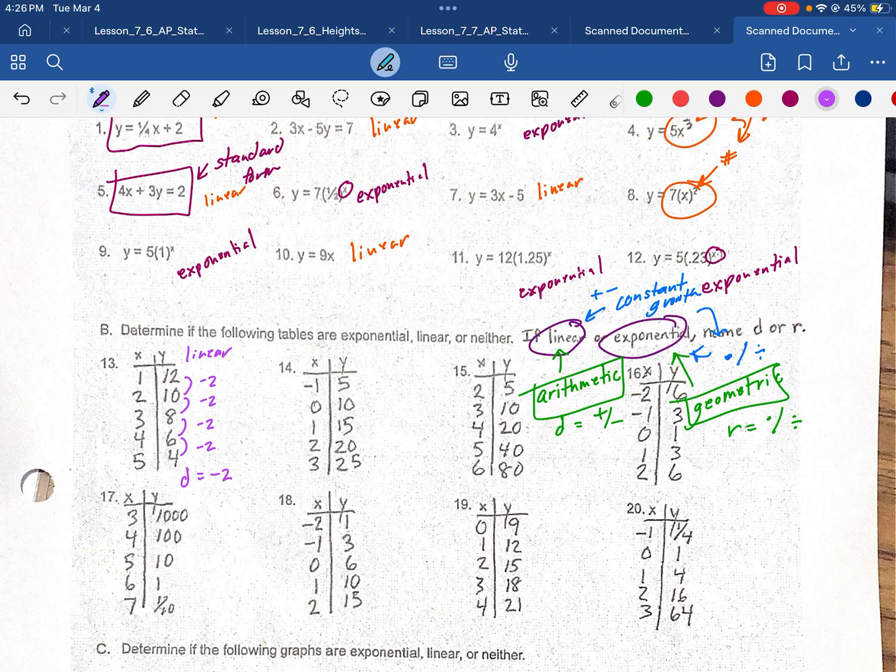Let's just do a few more. This next one, it looks like I'm adding by 5 each time. So that's linear. And my difference is 5.